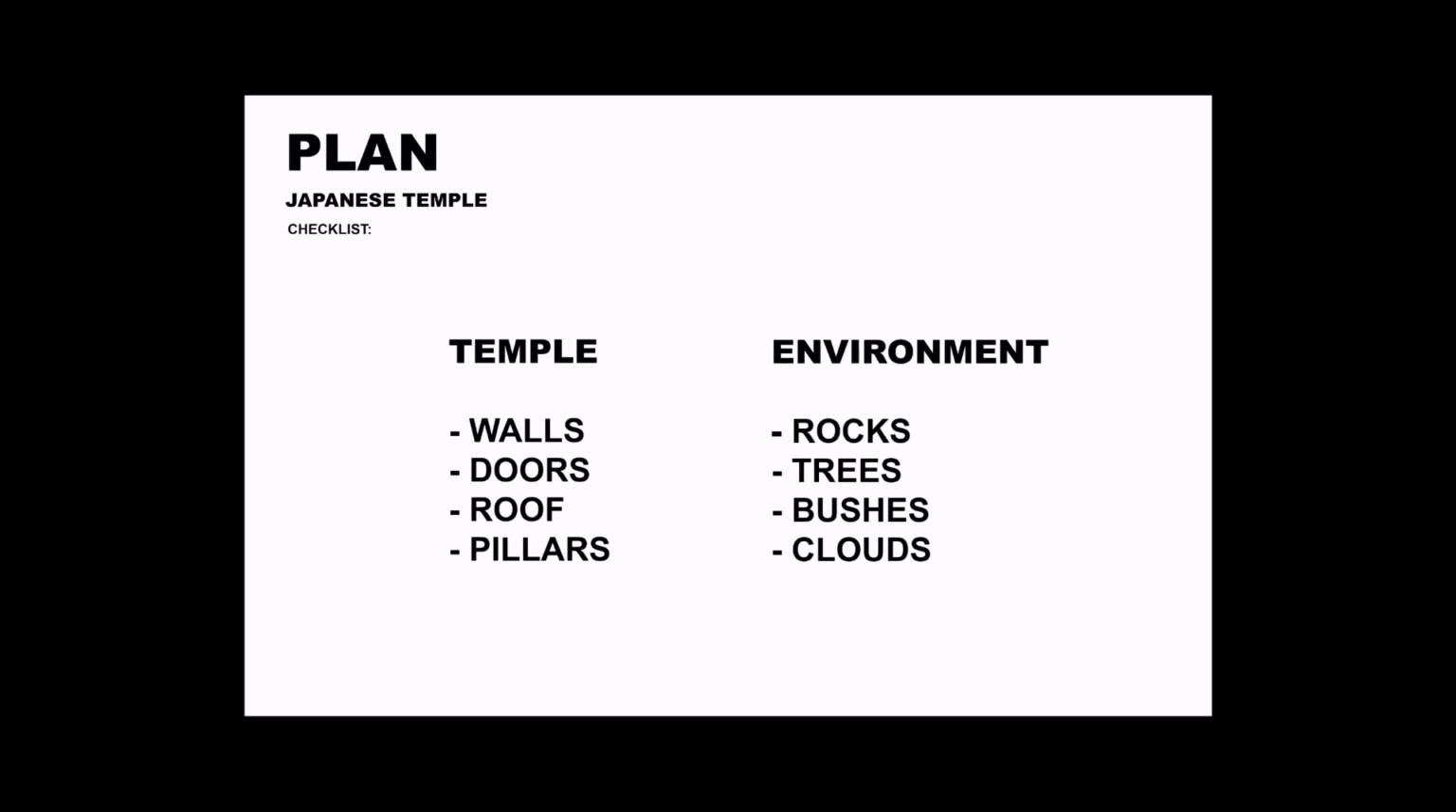So over here we have a sheet, and I've broken it down into two categories. We got the temple and the environment. For the temple category, we could then break it down into walls, doors, roofs, and pillars. And for the environment, we could break it down into rocks, trees, bushes, and clouds. Having more of these keywords in your categories will definitely benefit you, and these are the tangible steps that will help progress your concept.